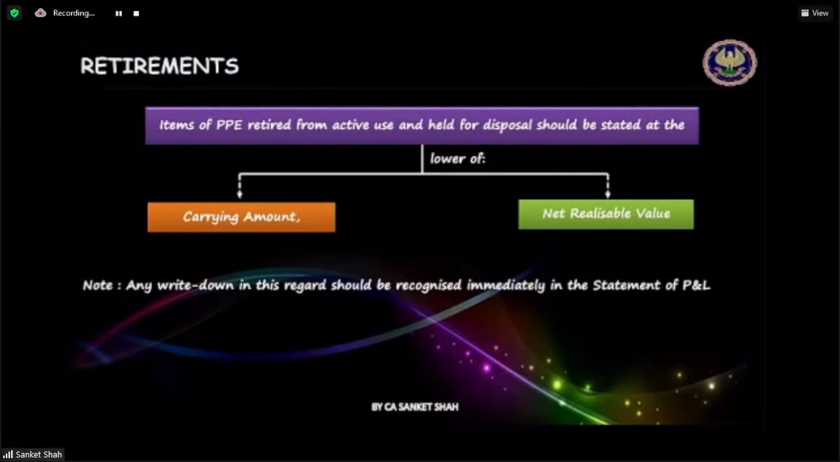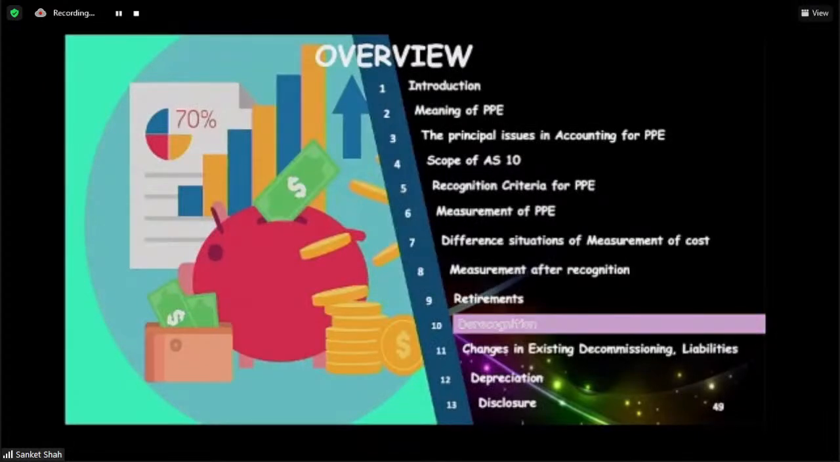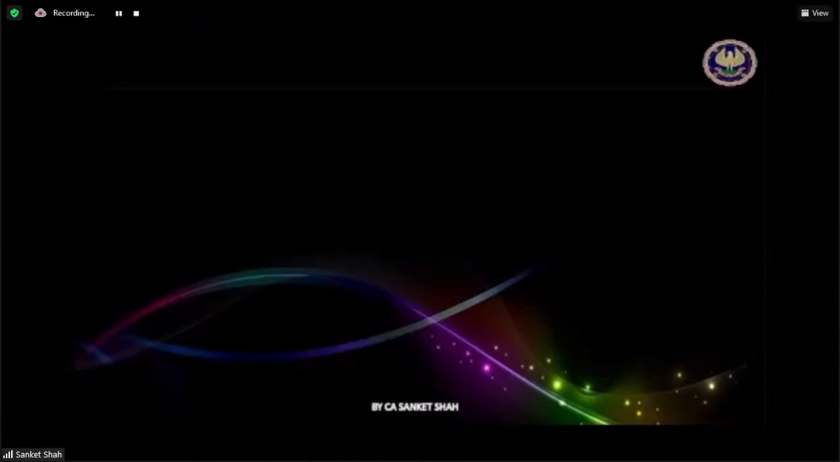Next one: derecognition. Now, what is retirement and derecognition? Derecognition means you are not going to record it because you are selling it. So, derecognition.